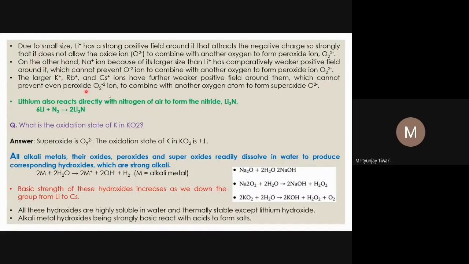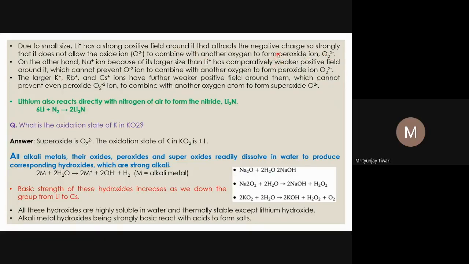This kind of interpretation is also given in certain books. I find these are not very logical, but since they are there, I have given it to you. Due to its small size, lithium has a strong positive field around it that attracts the negative charge so strongly that it does not allow the oxide ion, O2 minus, to combine with another oxygen to form the peroxide ion. When oxide O2 minus combines with another neutral oxygen atom, it forms peroxide.